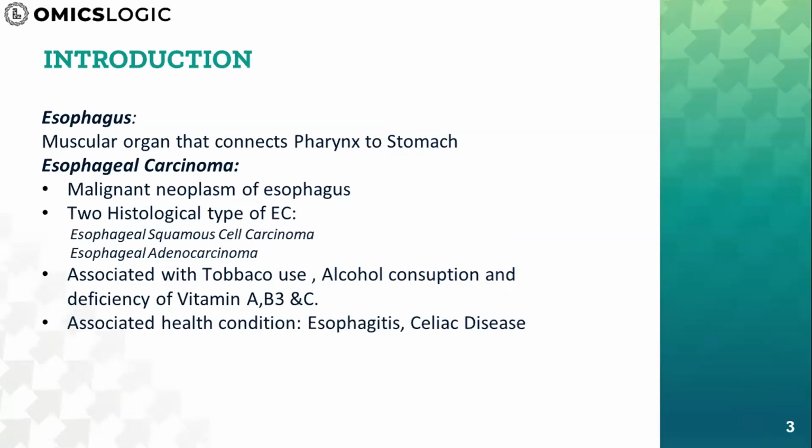I'll just quickly give a very brief introduction. The esophagus is a muscular organ that connects to the stomach. Esophageal carcinoma is a malignant neoplasm of the esophagus. It has two predominant histological types: esophageal squamous cell carcinoma and esophageal adenocarcinoma. This disease is associated with tobacco use, alcohol consumption, and a deficiency of vitamin A, B3, and C. Along with that, the disease is related to various health conditions such as esophagitis, celiac disease, and GERD.